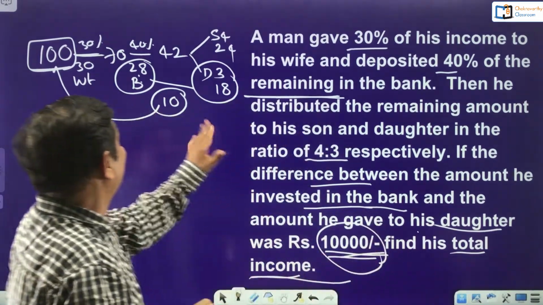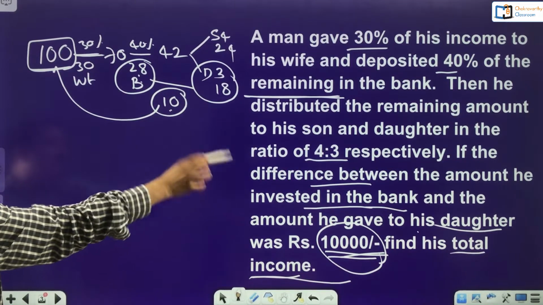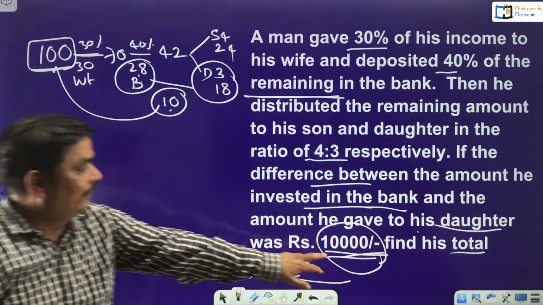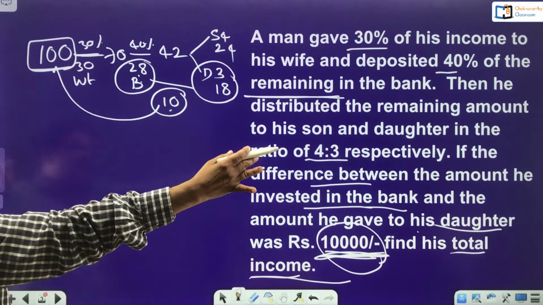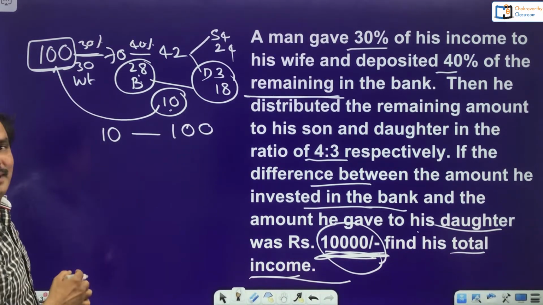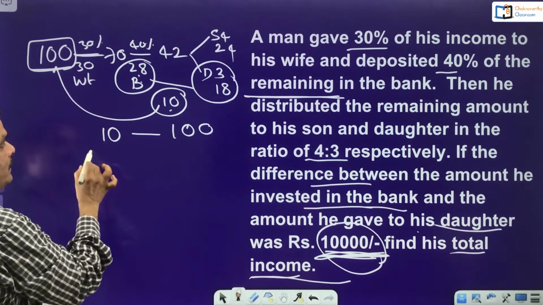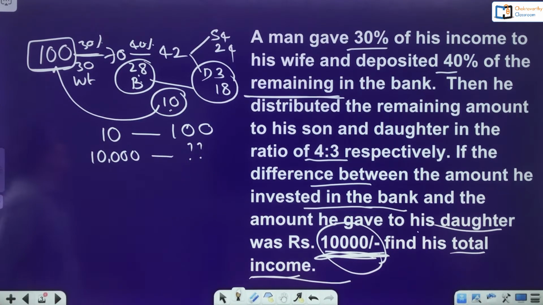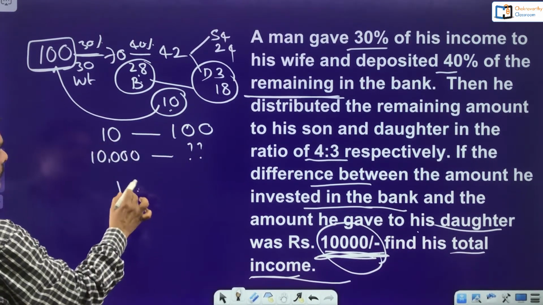Okay, anyway students. Now you see, if the difference is 10, total is 100. Now here they have given difference is 10,000. Now make one unitary equation. If difference is 10, total income is 100. If the difference between the amount in the bank and the amount given to his daughter is 10,000 in the question, what is the total amount? Alright, simply you can go for this one. 10 means my answer is 10,000.